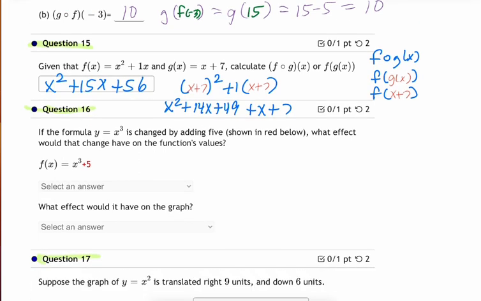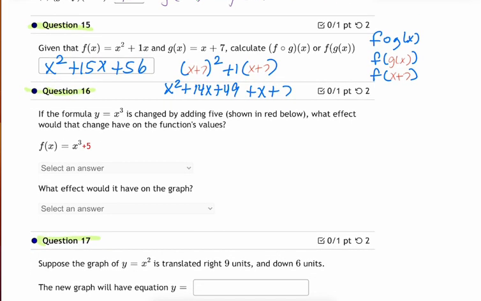Okay. 16 says, if the formula x cubed is changed by adding 5, what effect will it have on the function's values? You can say that it will change the y's by adding 5. So it's going to move the graph up 5 units. So that's what they were looking for there. So remember the rule. If you add on the outside, it moves up. Subtract on the outside, move down.